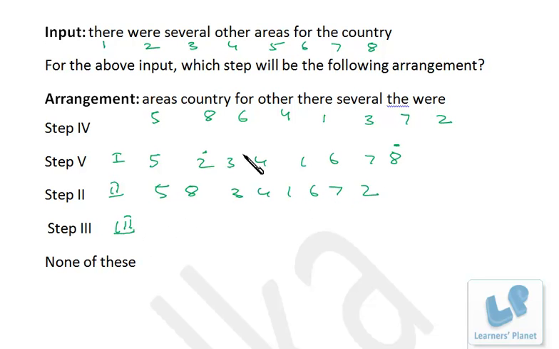Now the third step, in dictionary, F will come. If we arrange alphabetically, F will come. So 6 and 3 will exchange their position. So 5, 8, 6, 4, 1, 3, 7, 2. So this is the third step. And 5, 8, 6, 4, 1, 3, 7, 2. So this step is actually the third step. Okay, as simple as that.